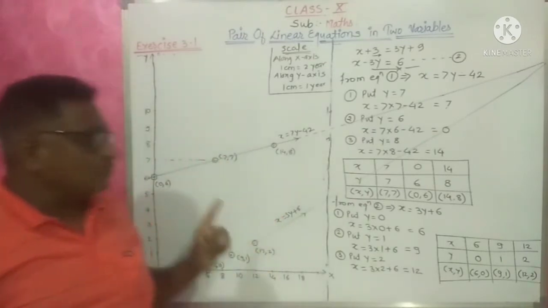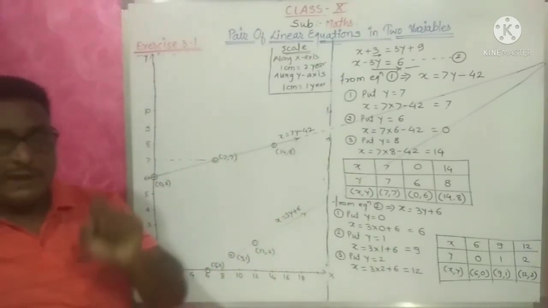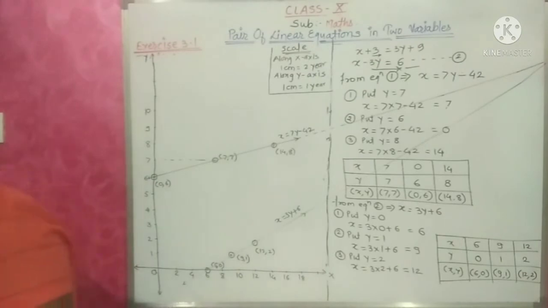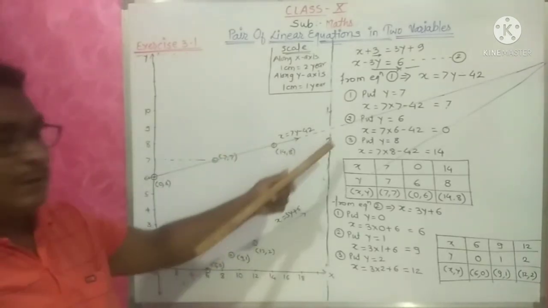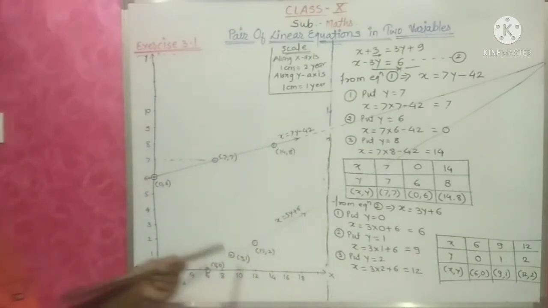So x means whose age? Aftab's age, and y means whose age? His daughter's age. So in this way we have to plot. Understood? So in this way we have to represent it graphically.